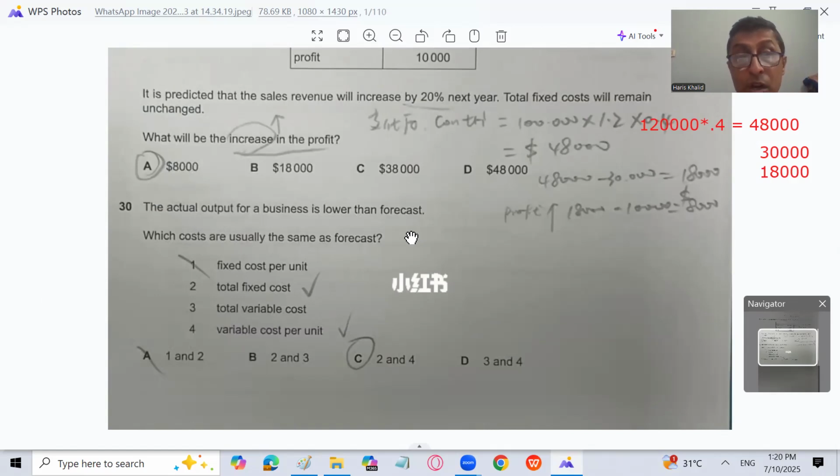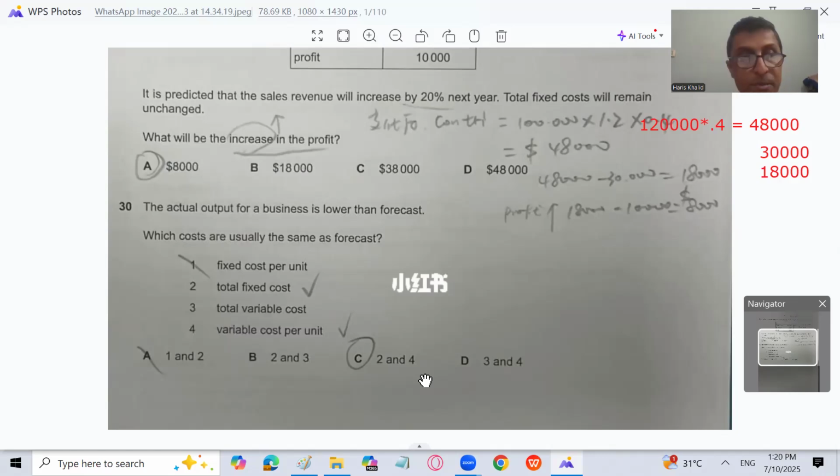We know that total fixed cost does not change at any level of activity, and per unit variable cost does not change at any level of activity. It's quite an easy answer. So the answer is variable cost per unit and total fixed cost, 2 and 4. So C is going to be the answer for this question.